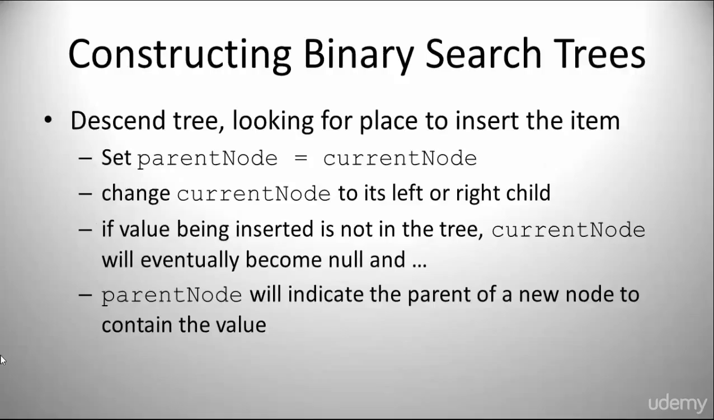When constructing binary search trees, we descend the tree looking for a place to insert the item. We set the parent node to the current node. We change the current node to its left or right child. If the value being inserted is not in the tree, current node will eventually become null. The parent node will indicate the parent of a new node to contain the value.